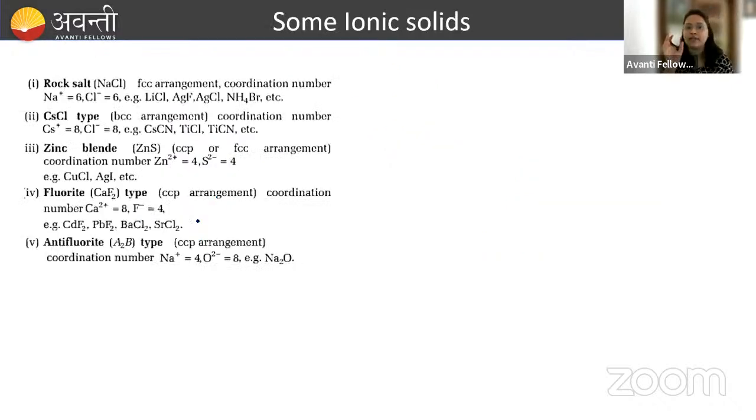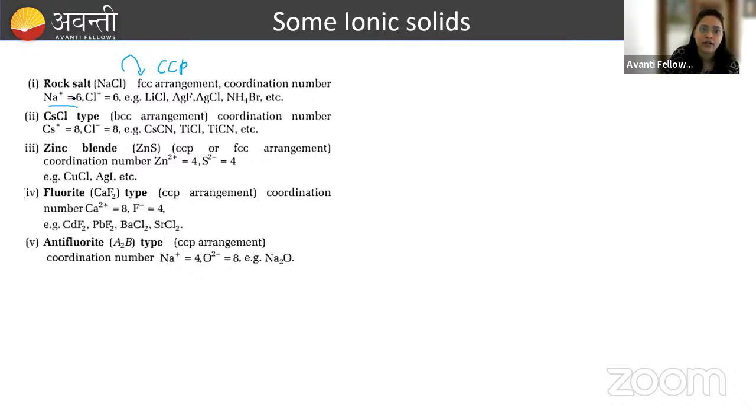Next, there are certain ionic solids like rock salt, CsCl, zinc blende, fluorite, and antifluorite. In ionic solids, how is the arrangement of the atoms present? Rock salt is actually an FCC arrangement. We can also call this cubic close packing. FCC is also known as CCP. Please remember this, okay?